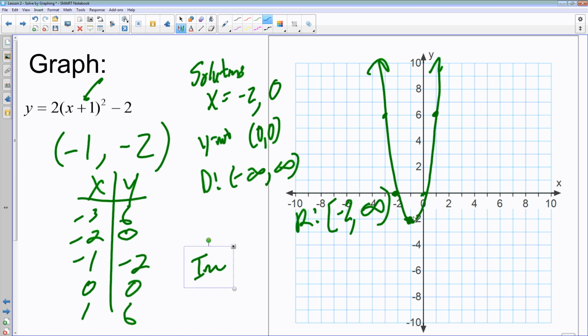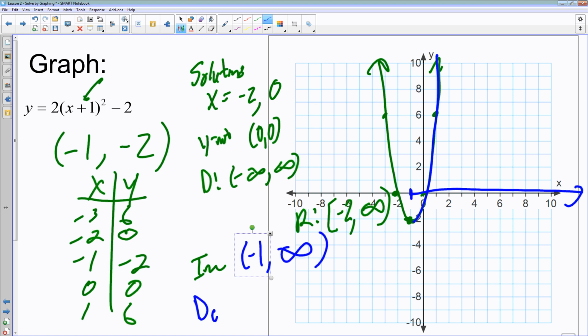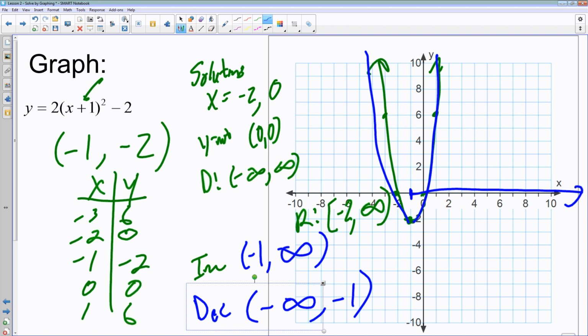Now, when am I increasing? I'm increasing on the right half of this graph. When do I start increasing? I start increasing right here at -1, and I increase until +infinity. All right, now decreasing is on the left side this time. So we start decreasing at -infinity, and we decrease until we get to -1. And that's solving by graphing.